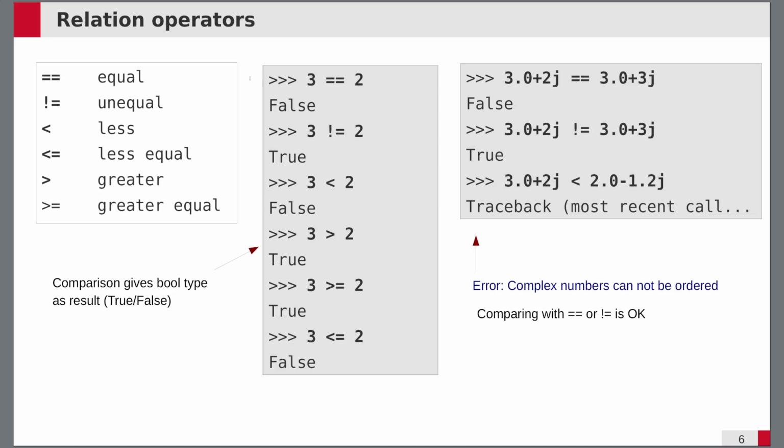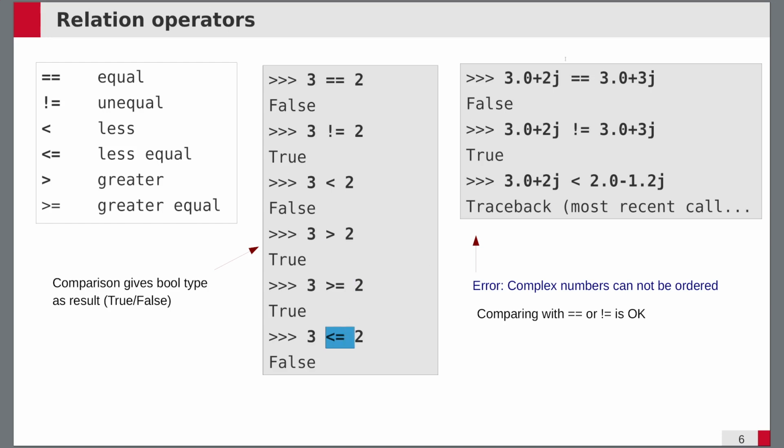You can also compare numbers with each other, various numbers with each other, with the so-called relation operators. So basically equal, you check whether two numbers are exactly equal. Bang equal means that they are not equal, unequal, less than, greater than, greater equal, and less equal, right?